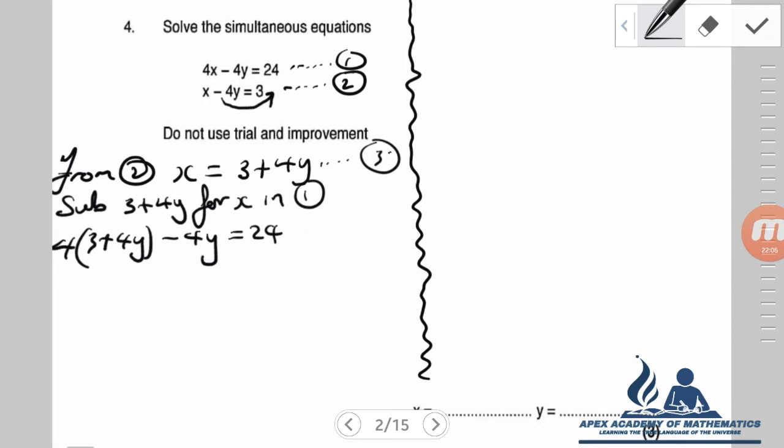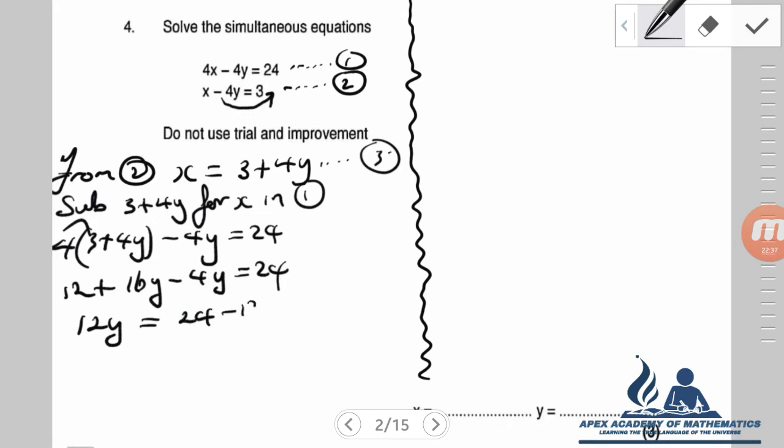So 4 times 3 is equal to 12, and 4 times 4y is equal to 16y minus 4y, and that's equal to 24. Okay, so now I'm just going to subtract 12 from both sides. So I have 16y minus 4y, that's going to give me 12y, and I'm going to be subtracting 12 from both sides. So I have 12y is equal to 12. So if I divide both sides by 12, I'm going to easily get that y is actually equal to 1. So y is equal to 1. Okay, so that works out for us there.